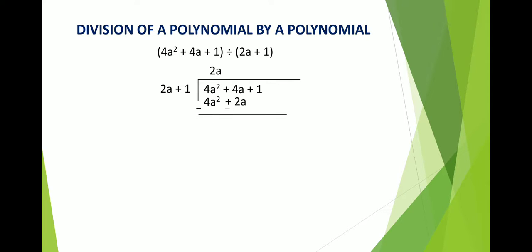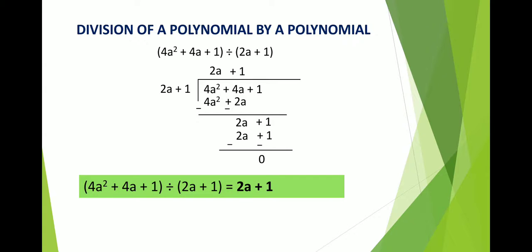Thus, when we subtract 4a squared and minus 4a squared, they cancel each other and we get 0. And 4a minus 2a gives 2a. Now this plus 1 comes down. So we get 2a plus 1. And 2a plus 1 as a divisor will divide 2a plus 1 times. So 1 into 2a is 2a, and 1 into 1 is 1 with plus into plus sign. And then again by subtraction the sign changes, both plus becomes minus, so the remainder becomes equal to 0. So the quotient over here is 2a plus 1. So 4a squared plus 4a plus 1 when divided by 2a plus 1, we'll get 2a plus 1 as the quotient.